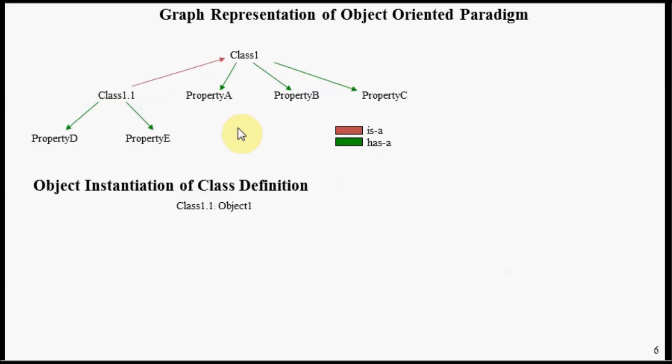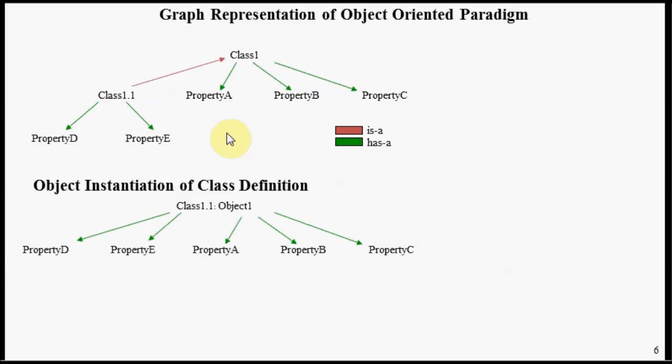Now let's look at what happens if we want to instantiate class 1.1. Let's look at the equivalent object graph. In this case, it would look like the following. Assuming we want to instantiate class 1.1 and we're going to call that object 1, what happens is the following. We first want to instantiate properties D and E, and then we want to look at this inheritance is-a link here to inherit properties A, B, and C, which is what you see down here.